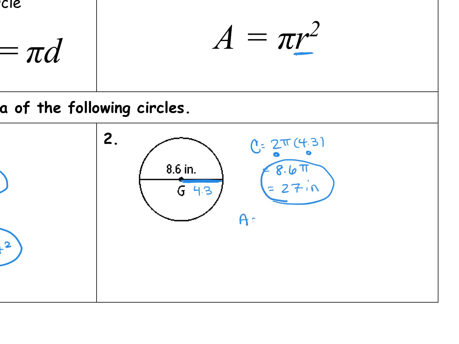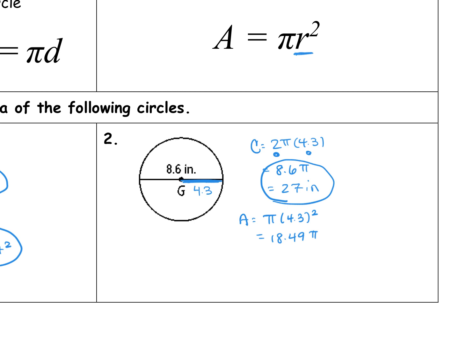Now to get area, we're going to do pi r squared. So in this case, pi 4.3 squared. And that's going to give me 18.49 pi. Now this is the important part. You are not going to clear your calculator. You're just going to push the times button and then second and the little caret symbol.